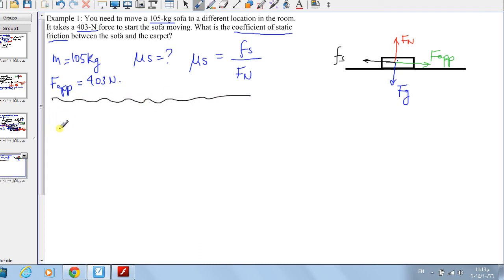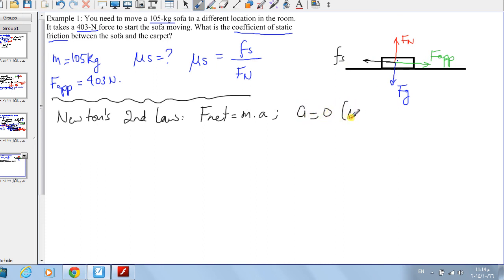Second, to start solving, I start with Newton's second law. F net equal m times a. Okay. Do I have acceleration here? Of course not. I'm talking about static friction, so the object is not moving. Then a equal to 0. No motion. So this equation will be F net equal to 0.